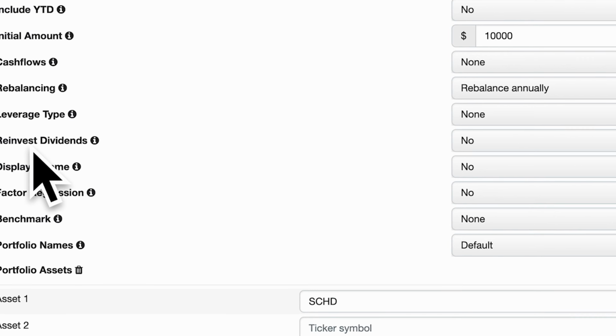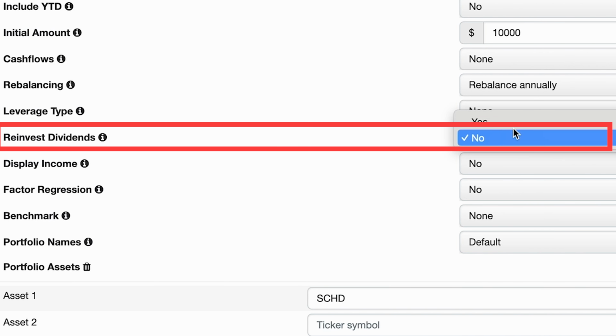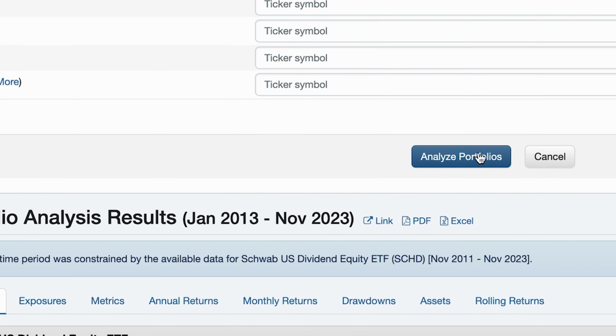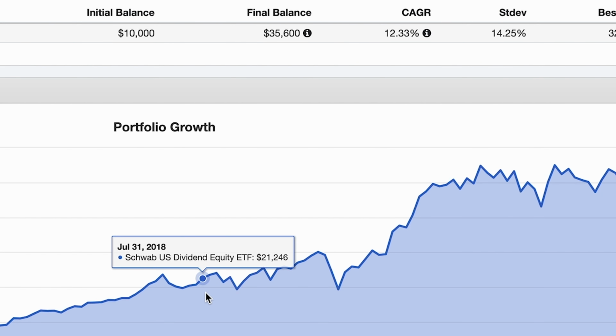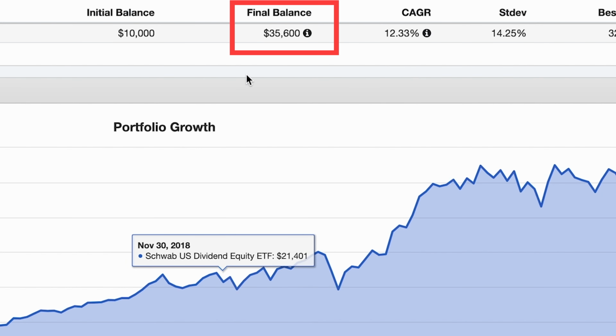That's what we need to understand using the portfolio visualizer. So now what we're going to do is take the same time period, same amount of money, but this time we're going to say go ahead and reinvest those dividends. Let's take a look at the difference. Look at that. It now goes to a total of $35,600, and that's roughly a $10,000 difference, or like $1,000 extra per year, thanks to reinvesting the dividends.